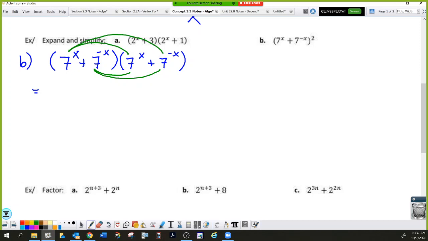So the first one gives me 7 to the x times 7 to the x. And again, I'm going to show all the work. And I'm going to give us a slightly different way of thinking about this 7 to the x times 7 to the x in just a second. And then I have plus 7 to the x times 7 to the negative x plus 7 to the negative x times 7 to the x plus 7 to the negative x times 7 to the negative x.